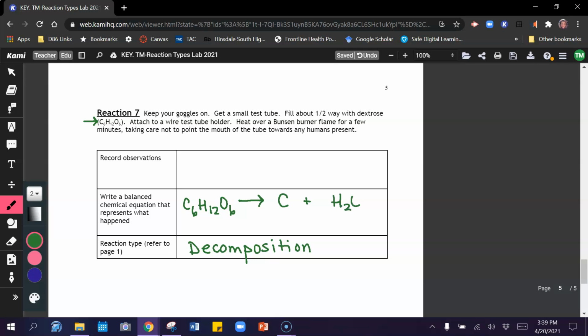Again, I don't expect you to know this off the top of your head, so that's why I wanted to make sure to do reaction 7 with you. But what we can do is definitely balance this equation now. So on my reactant side, I have 6 C's, I have 12 H's, and I have 6 O's. And on the product side, I have 1 C, I have 2 H's, and I have 1 oxygen.